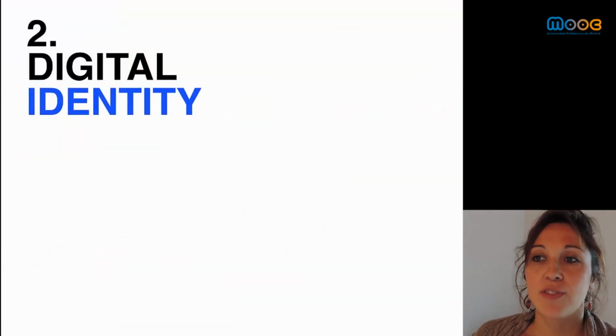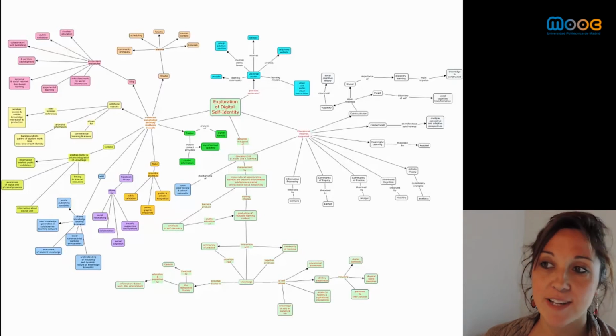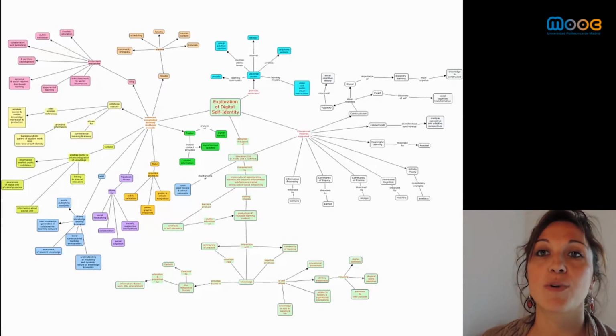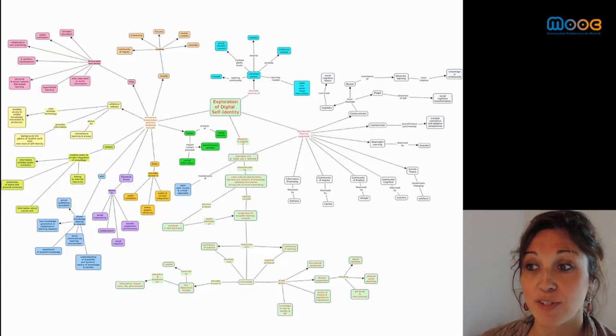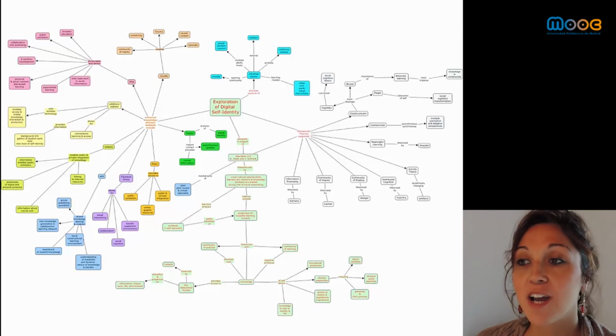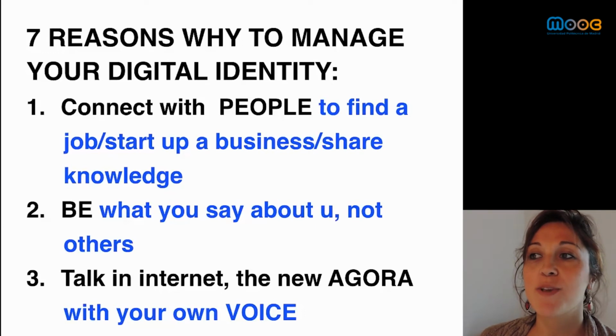Now we are going to deal with digital identity, and as you did in the first module, this exploration of the digital self-identity, of the digital identity of others, with this mind map. There are some webs with free mind maps that you can use to see what you are and what you want, these emotional cartographies and the cartographies of desire that we have been working on, that will help you to see how is your digital identity. And I will explain 7 reasons why you have to manage your digital identity.